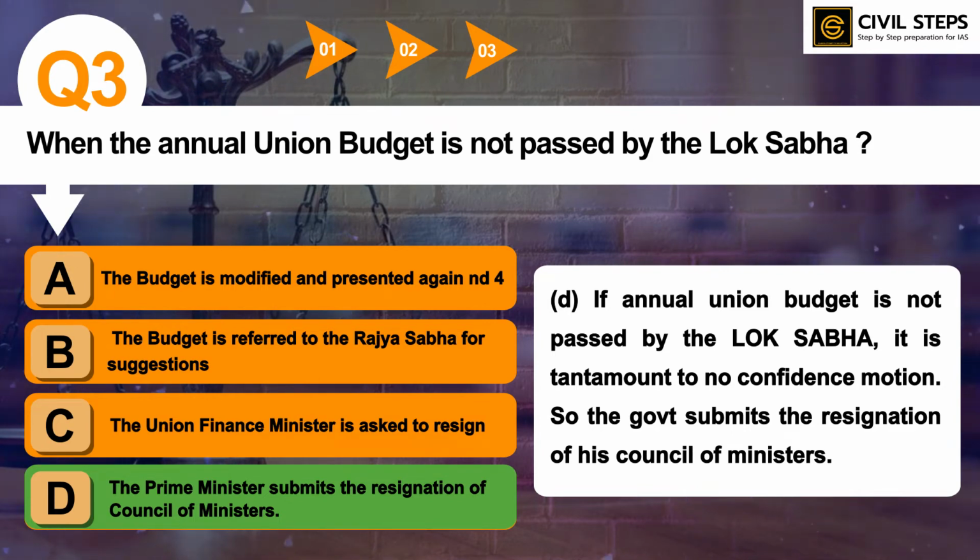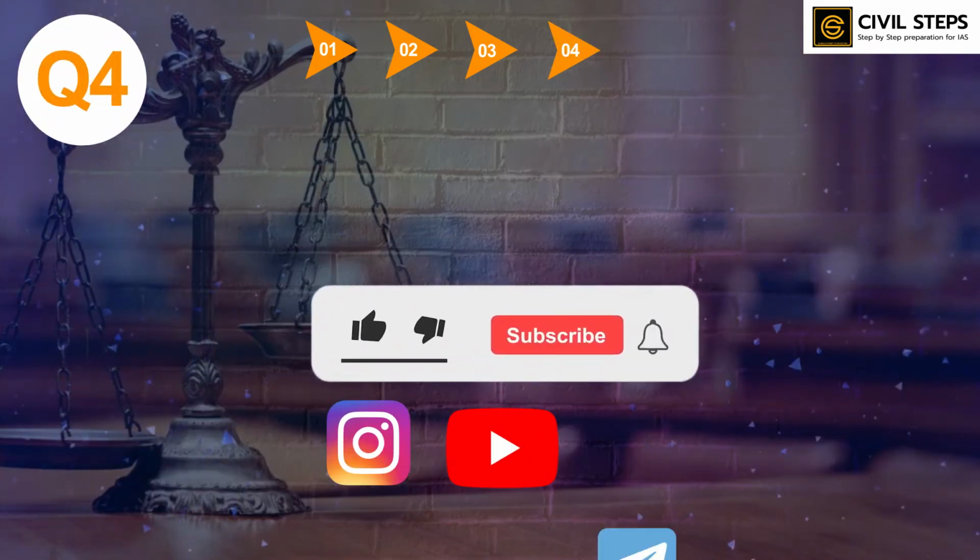So you should know what is the article that is related to union budget. Actually, the term budget is not mentioned in the Constitution of India. The term which is mentioned is annual financial statement. So you should know the article of the Constitution related to this, and you should know how budget is presented, what happens if budget is not passed by the Lok Sabha. So this was the requirement of this question. So now let us discuss question number 4.